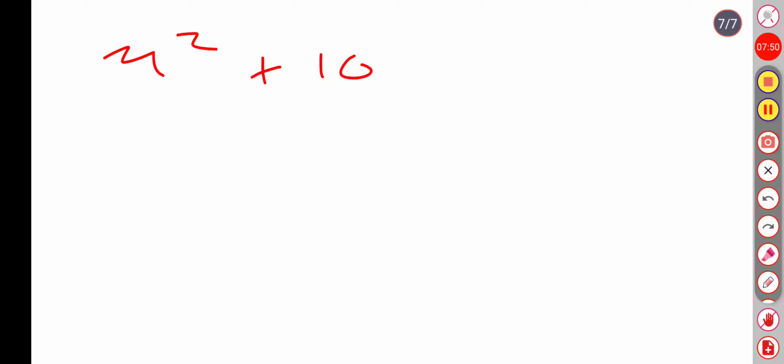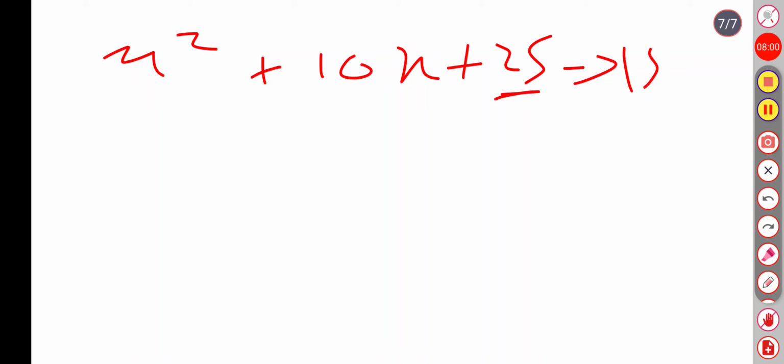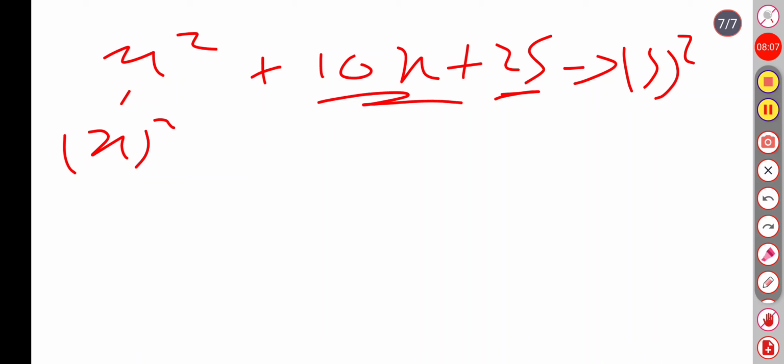Now another question, of the same identity: x square plus 10x plus 25. How do we identify this? We could use (a plus b) the whole square. 25 is a perfect square, as we could write it as 5 square. x square is a perfect square, as we could write it as x square itself. And 10x should be 2 into x into 5, which is correct. 2 into 5 is 10, 10 into x is 10x.